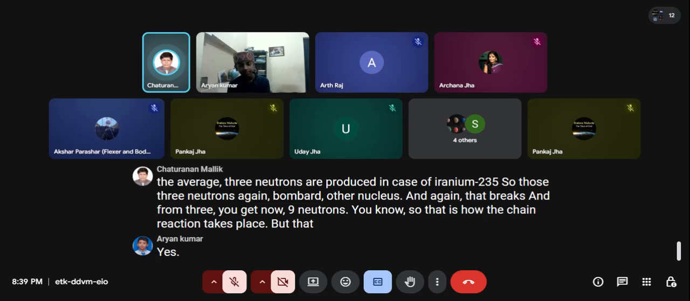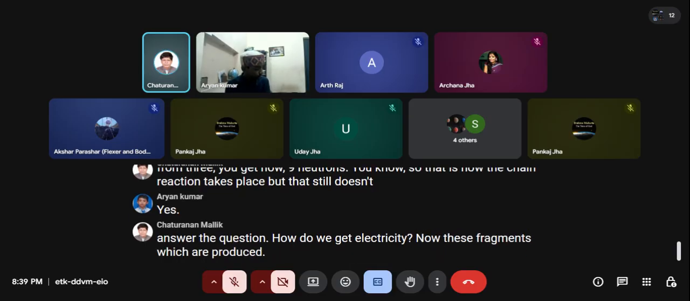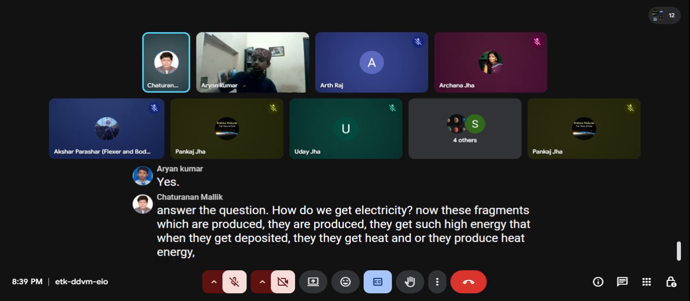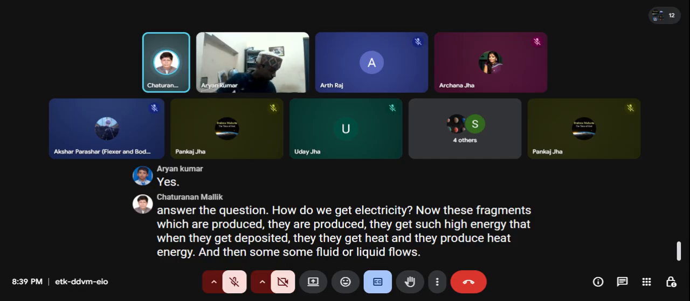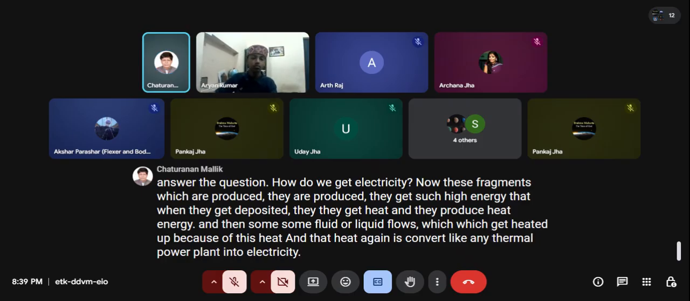But that still doesn't answer the question, how do we get electricity? These fragments which are produced get such high energy that when they get deposited, they produce heat energy. Then some fluid or liquid flows which gets heated up because of this heat, and that heat is converted, like in any thermal power plant, into electricity.